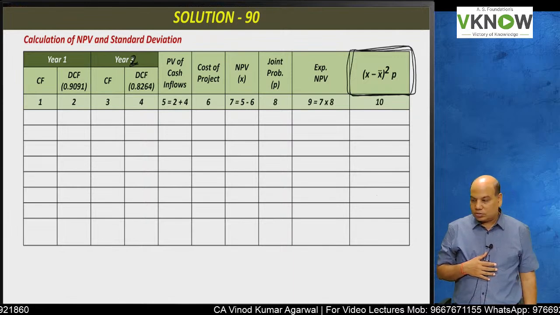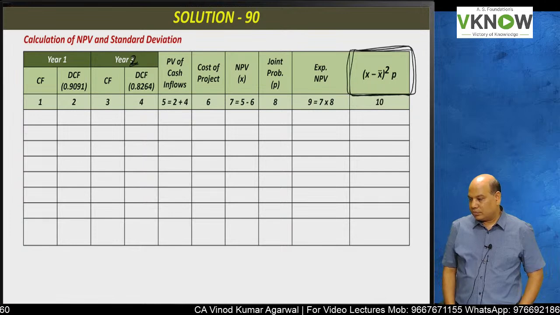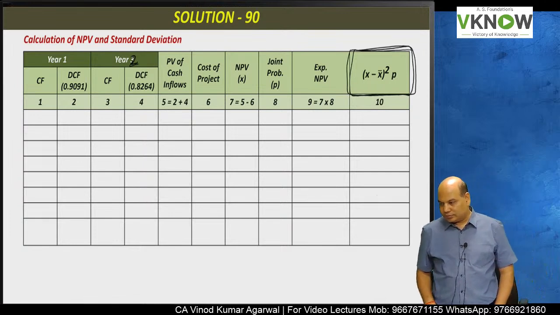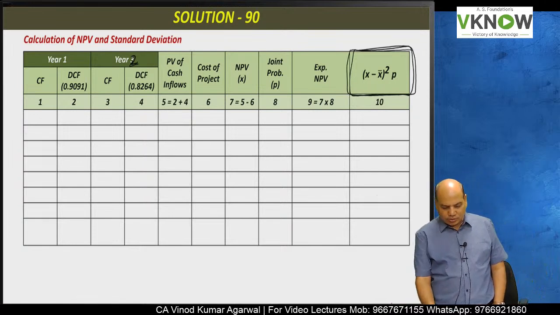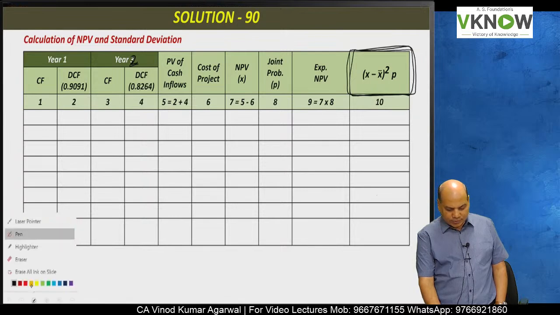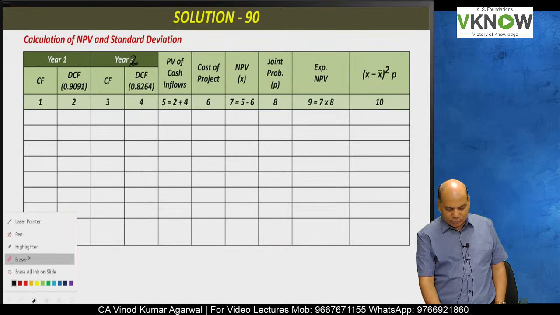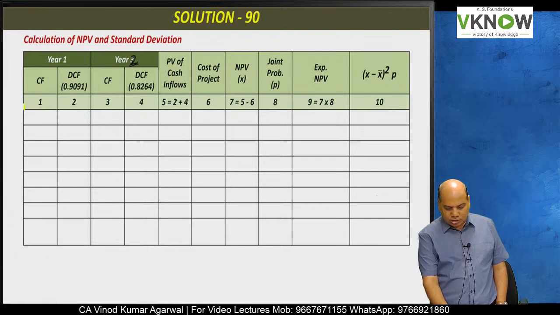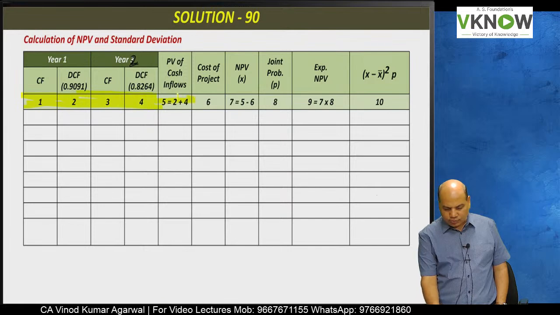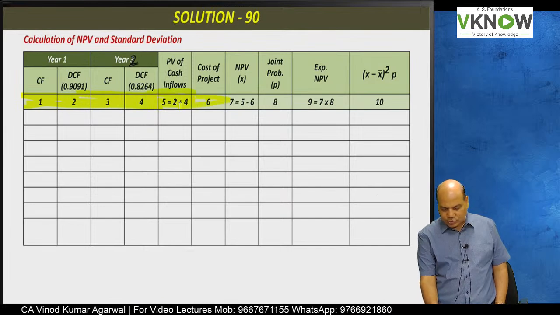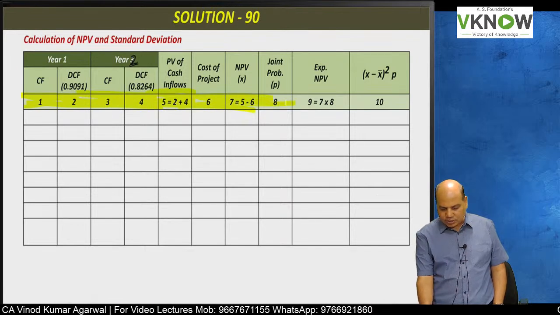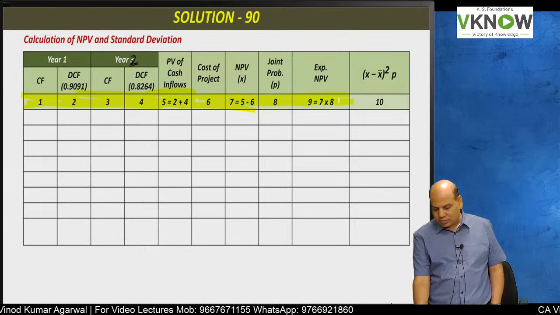So please now draw the table first. Column numbers also write down. Column numbers will help you to connect different columns. These are column numbers 1, 2, 3, 4, 5, 2 plus 4, 6, 7, 5 minus 6, 8, 9, 7 into 8, and 10.